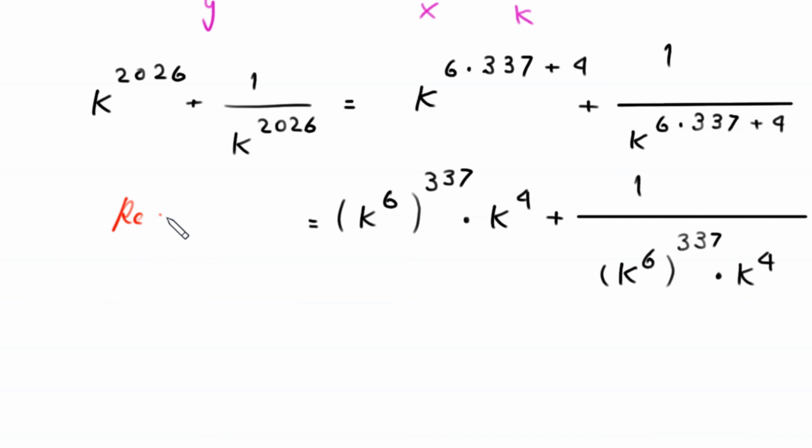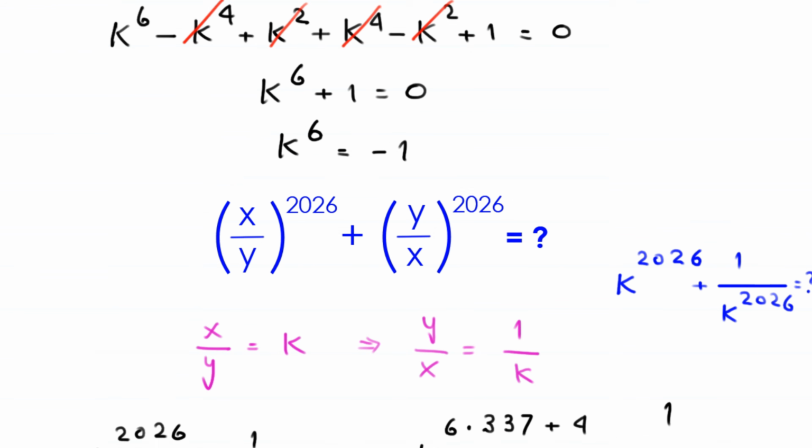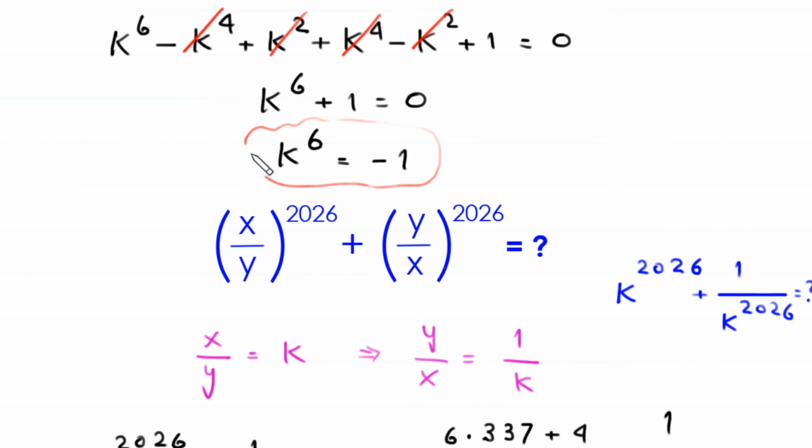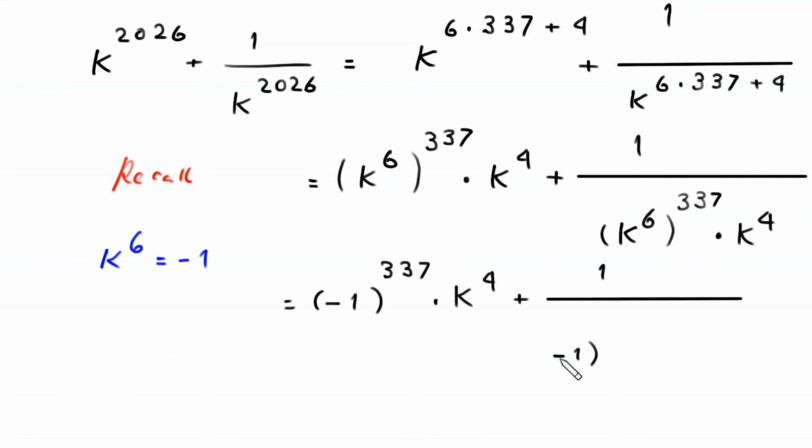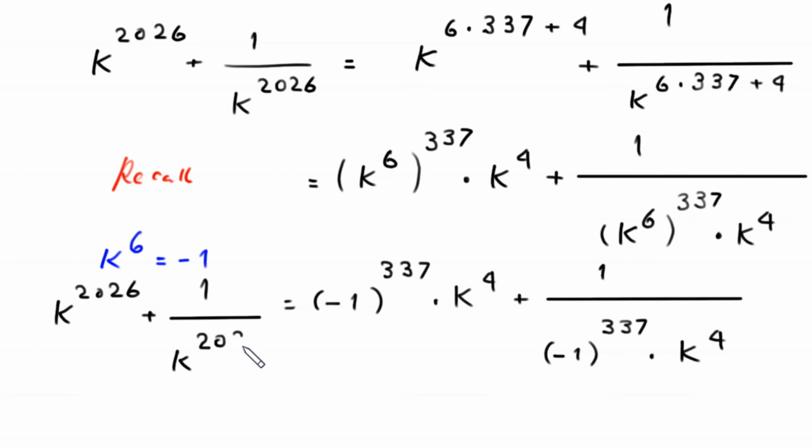And we recall that k^6 equals -1. So this will become (-1)^337 times k^4, plus this will become 1 divided by (-1)^337 times k^4, and at the left hand side we have this expression k^2026 + 1/k^2026.